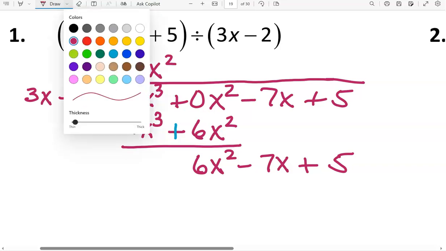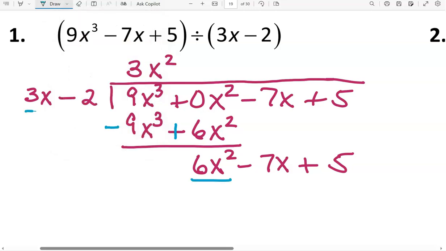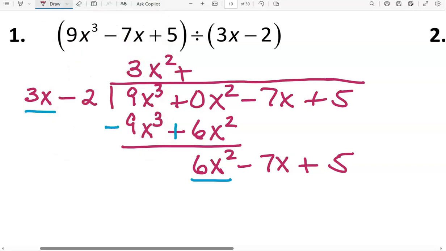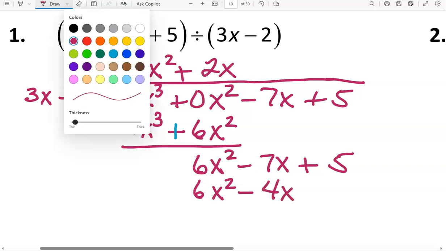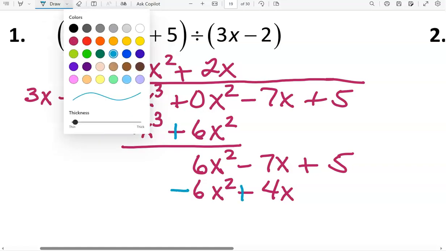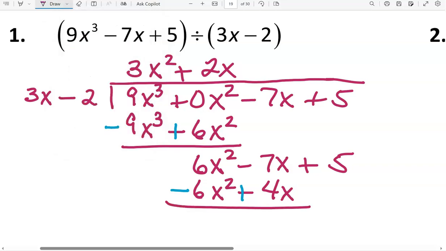Next step is first term divided by first term, so 6x squared divided by 3x, and that result is positive 2x. Now take that 2x and multiply it by the entire divisor. 2x times 3x is 6x squared, and 2x times negative 2 is negative 4x. Next, we're going to change the signs of that multiplication that we just did, first term to negative, second term to positive, and then add. And that result will give us negative 3x plus 5.